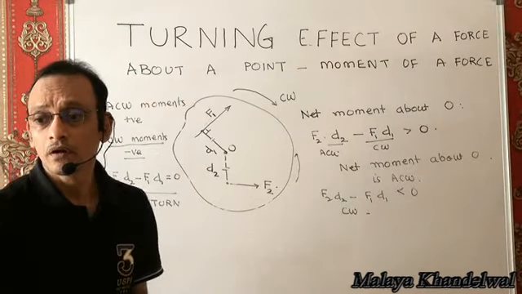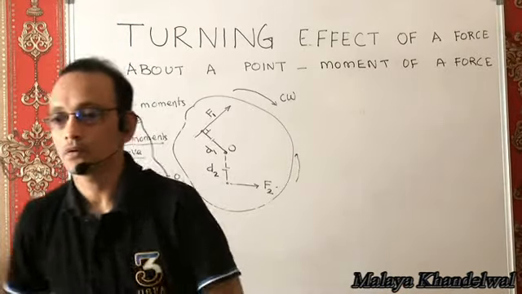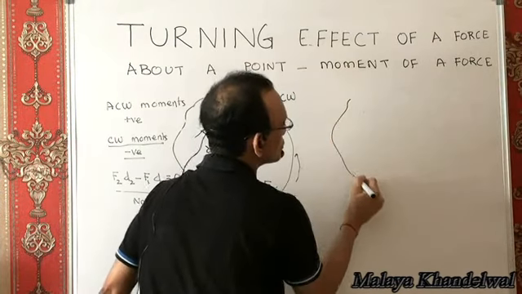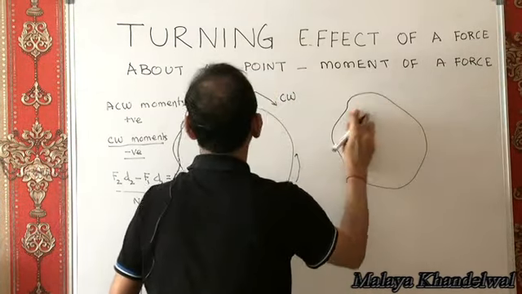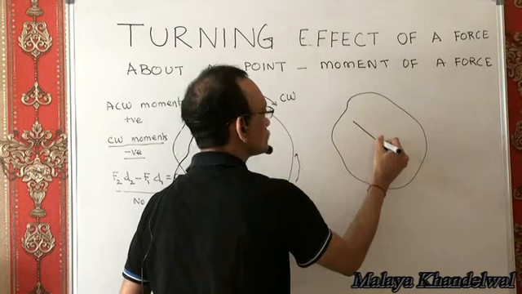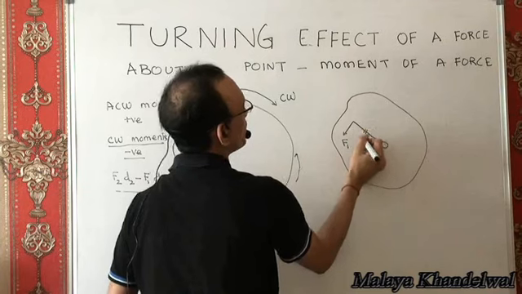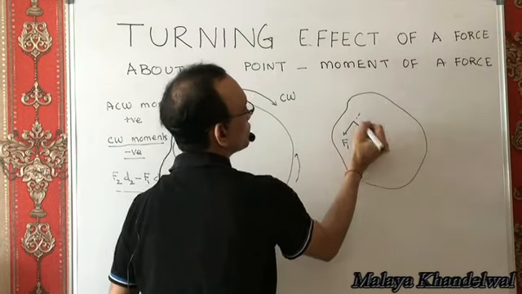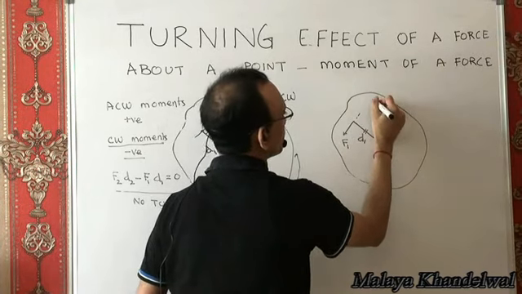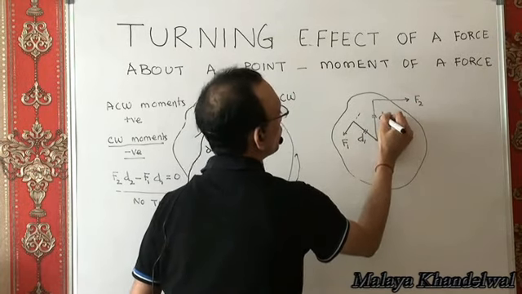Now, I could have had multiple forces. Say, this is O. There is a force F1 like this, at a distance D1 from O. There could be F2 like this at a distance D2 from O.